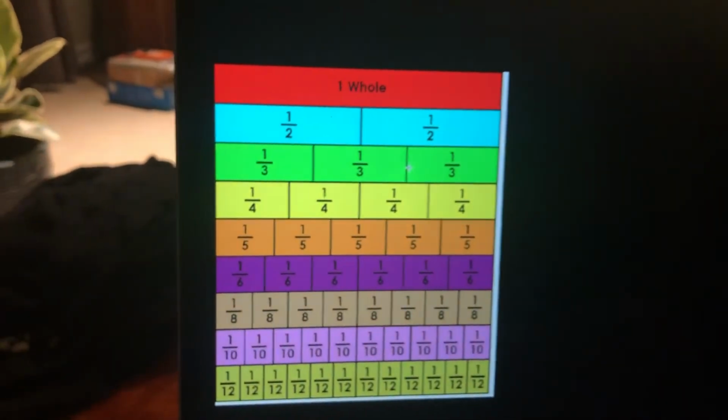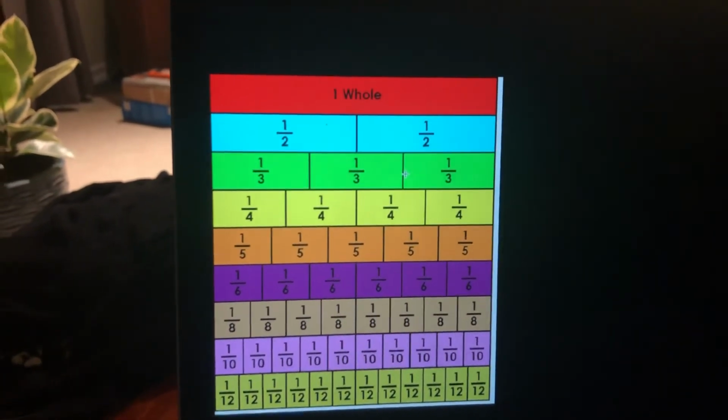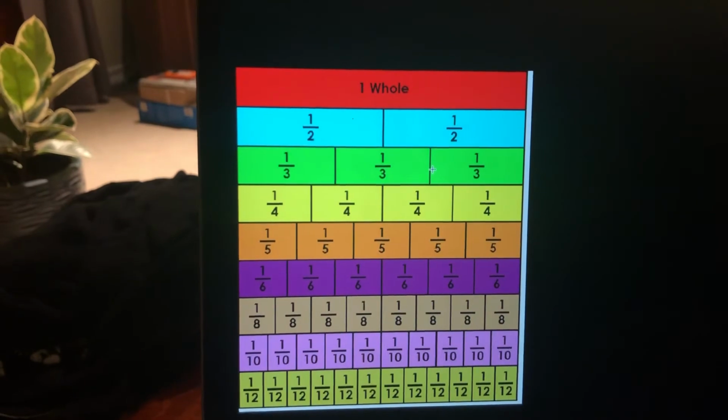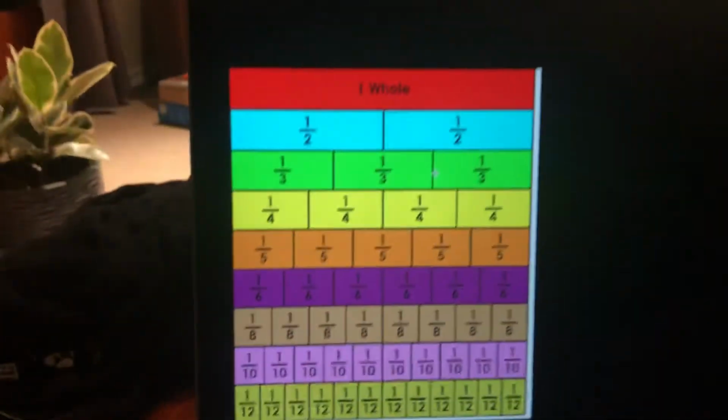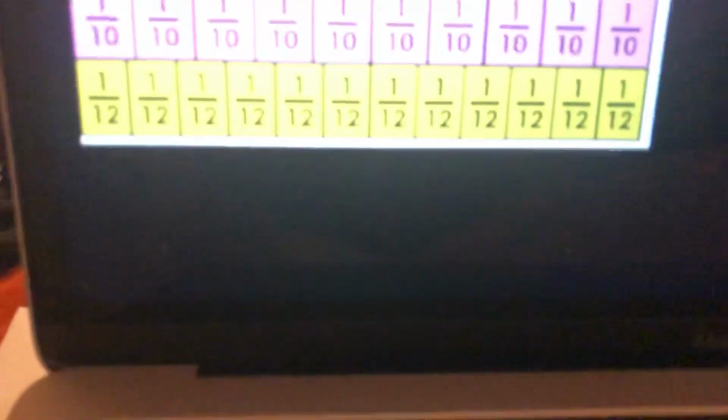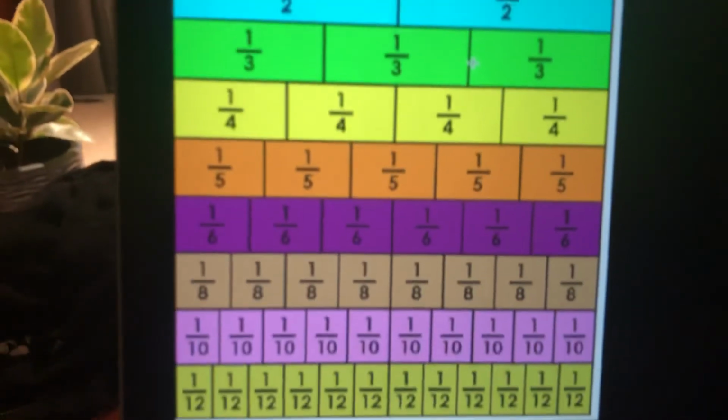Which piece is the smallest? Which color has the smallest piece? Yeah, 1/12s are the smallest because I cut the same size candy bar into 12 pieces instead of 8 pieces or 6 pieces.